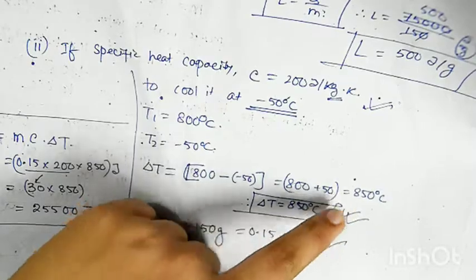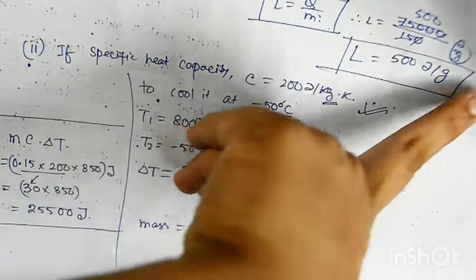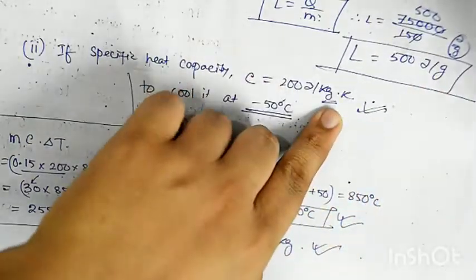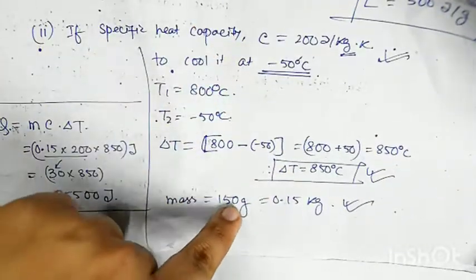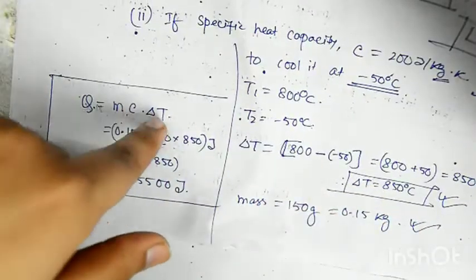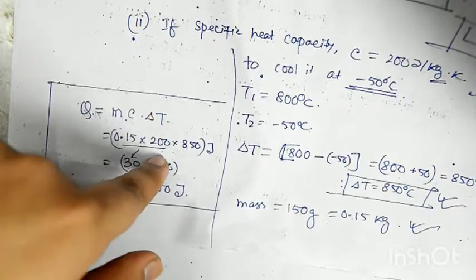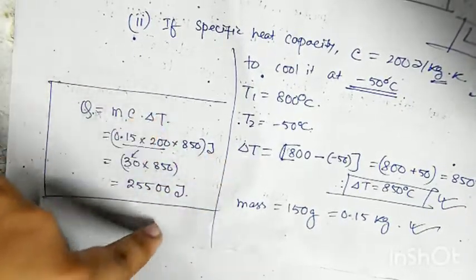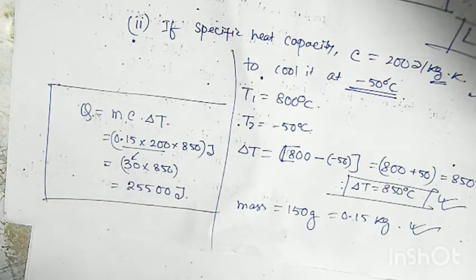Clear? Specific heat is given 200 joule per kg Kelvin. Be conscious, before the mass was given in grams, but here the specific heat is given in kilograms. So we need to convert it into kilograms. So mass 150 grams is 0.15 kg. Fine. I put the value Q equals mc delta T. That's a child's play formula. So mass 0.15, C 200, and delta T is 850. We just multiply and we get 25,500 joule. Multiplying this gives us our required answer. So this is how we will solve the numerical number 3.